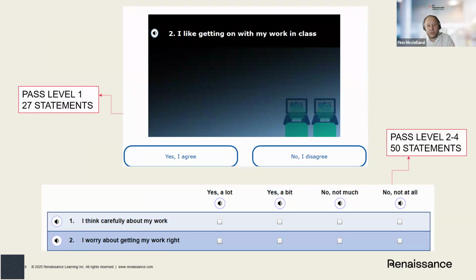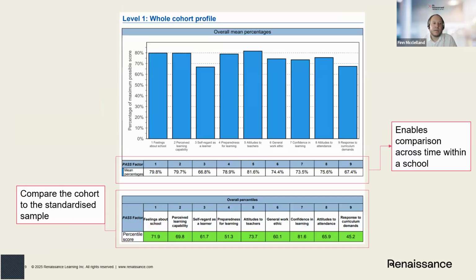For our older students, so students 8 and above, 8 to sort of 18, they would complete PASS levels 2 to 4, and this time they would choose from 4 options to indicate how much they agree or disagree with each statement. Like with PASS level 1, learners can also have each of the statements read aloud to them via audio included in the survey.